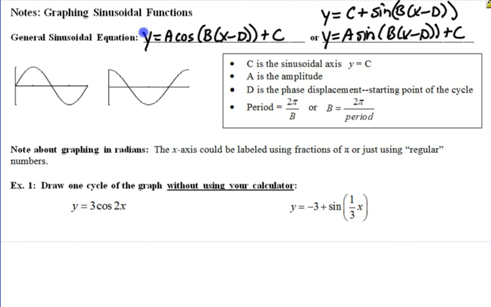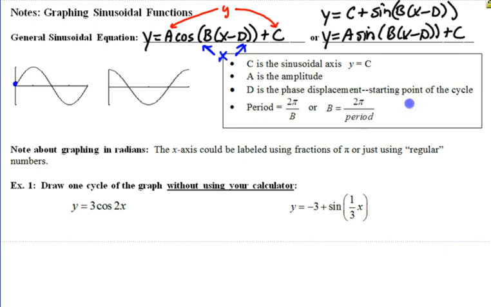Now, let's talk briefly from the chart that you filled in about transformations. Hopefully you recall that the y value is affected by the numbers outside the function. So a is the amplitude, causing a vertical stretch or a vertical shrink in the graph. C is the sinusoidal axis: how far up and down does the graph shift? B and D, these two numbers affect the x value. B affects the period, or the width of one cycle. D is the phase displacement: how much does the graph shift to the left or the right for its starting point?